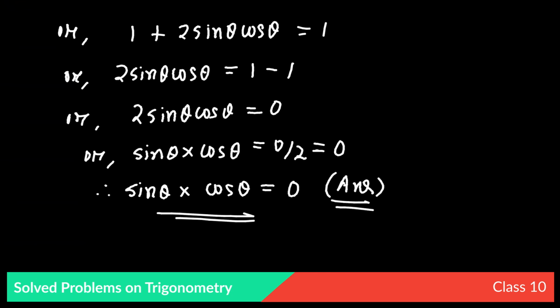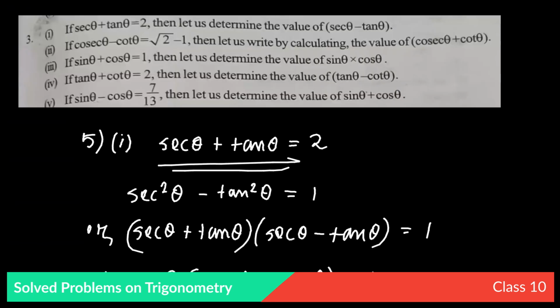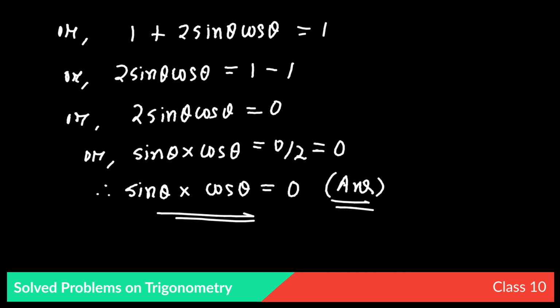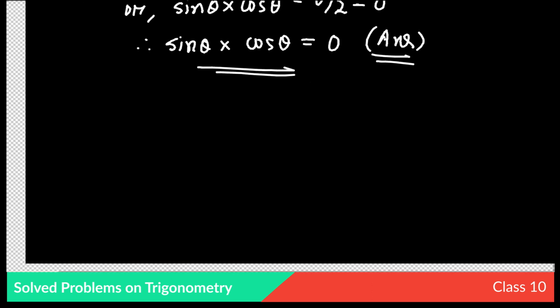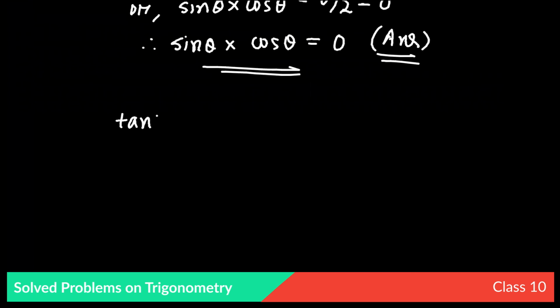Now we come to the next question, the fourth question, that is, if tan theta plus cot theta equals 2, then determine the value of tan theta minus cot theta. Just let's see this. It is given tan theta plus cot theta equal to 2. Now what will we do in this case? We will write the cot theta in terms of tan theta. So we write tan theta as same, plus cot theta we will write 1 by tan theta.